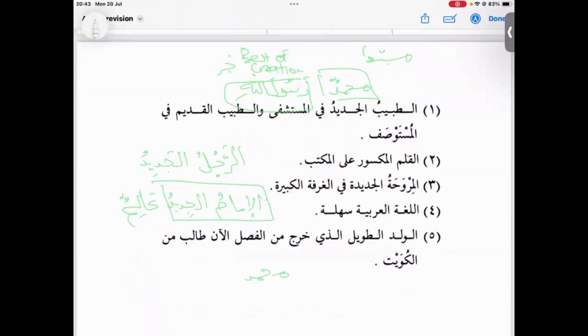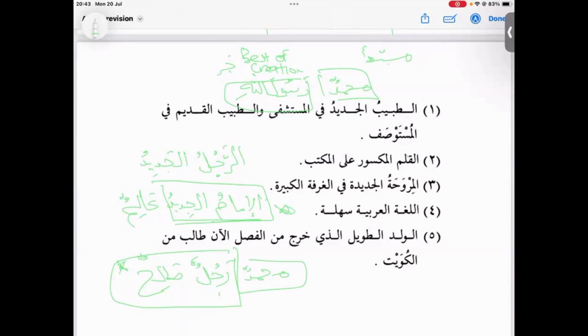Muhammadun rajulun salihun. Muhammad is the mubtada. The second part is indefinite, but it's also a murakkab tawsifi at the same time, the adjectival phrase. Muhammad is a pious man. So here it's the mubtada, and here it's the khabar.